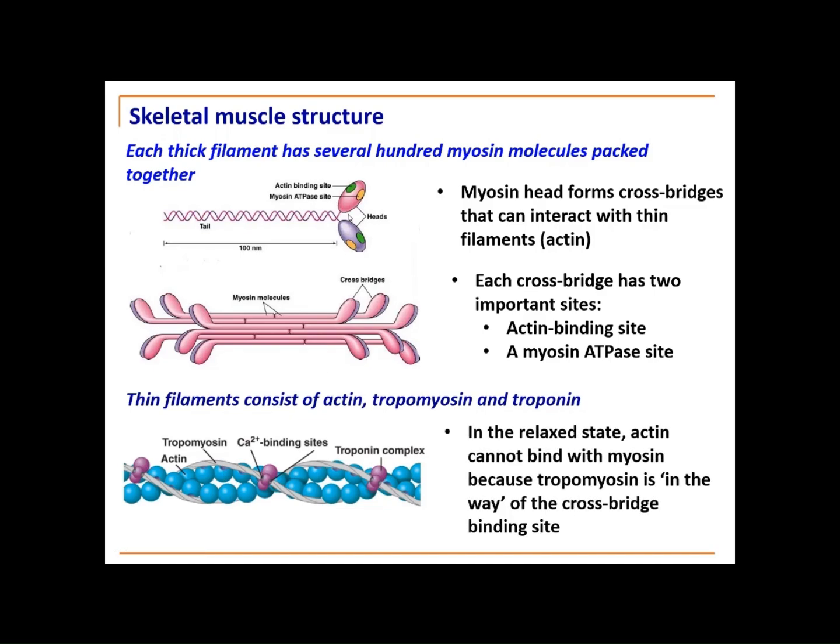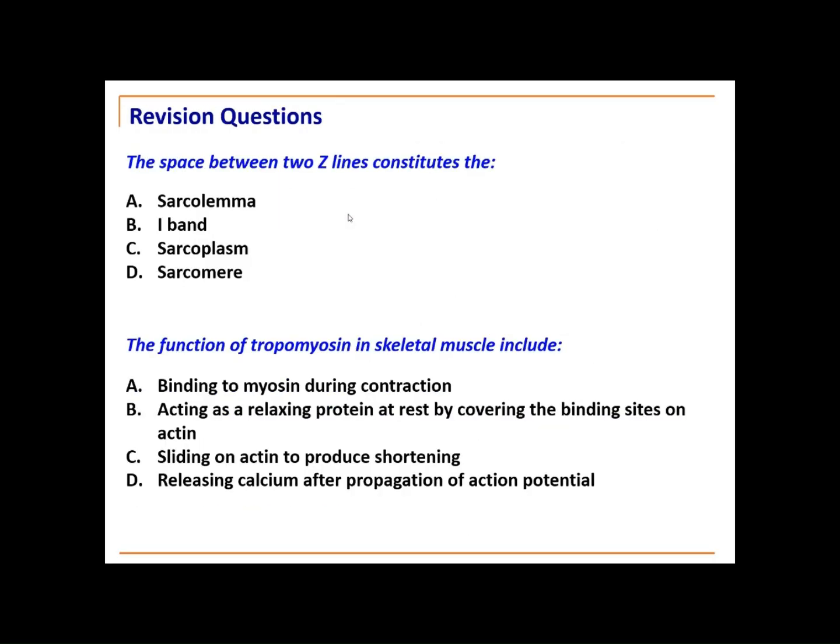So therefore, in a relaxed state, actin cannot bind with myosin because tropomyosin is in the way of the cross-bridge binding site. But when calcium enters the cell and binds to the calcium binding site on the troponin complex, that tropomyosin moves and actin can now bind to myosin. So quite a complex little structure, if you like. So try and understand crudely what's going on with that.